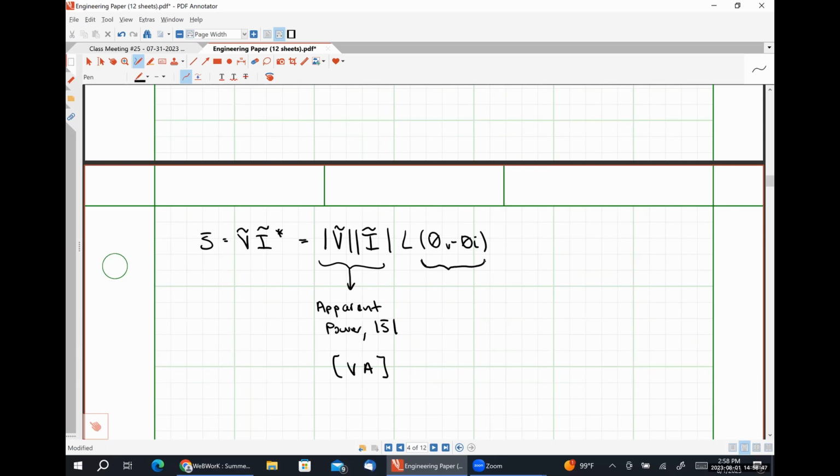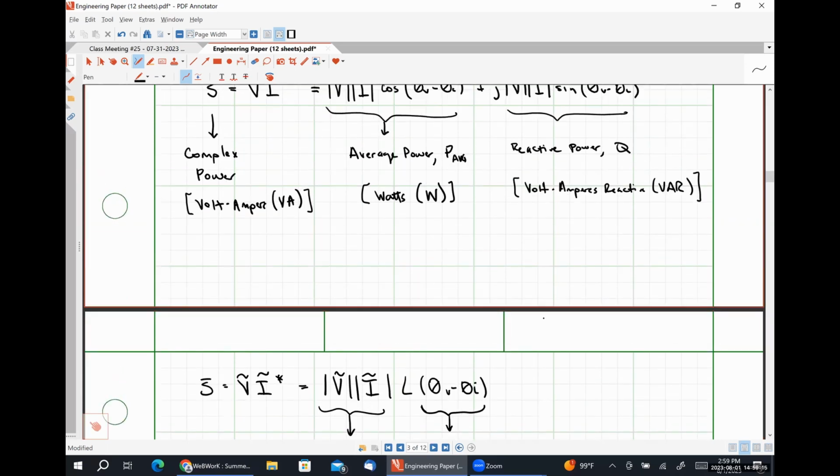This phase angle, theta V minus theta I, is what is commonly known as the power factor angle. And we call this theta S, okay? And because it's an angle, it's obviously measured in degrees or radians.